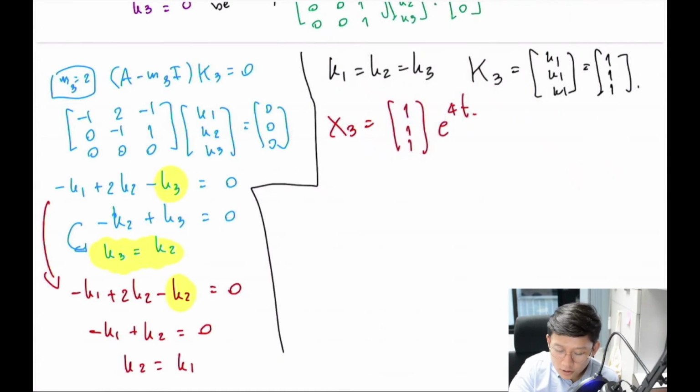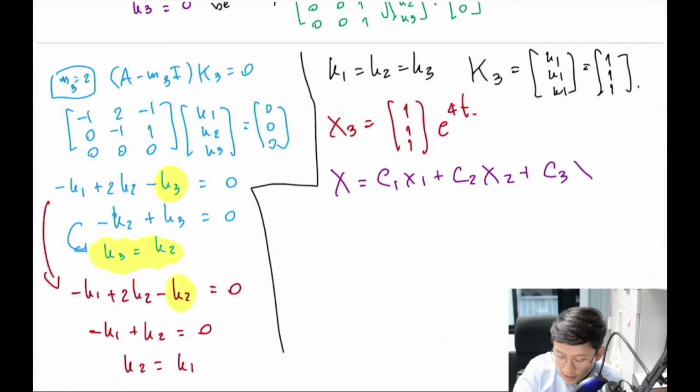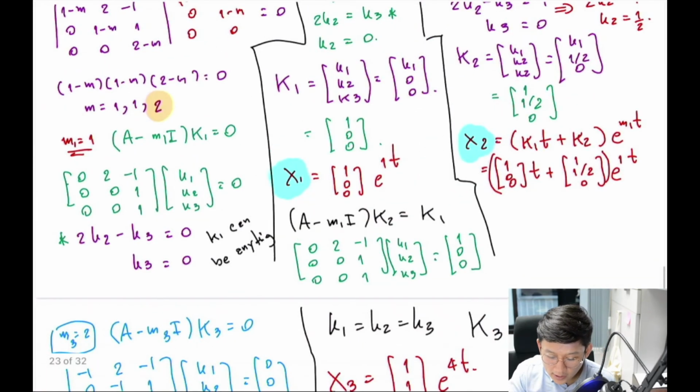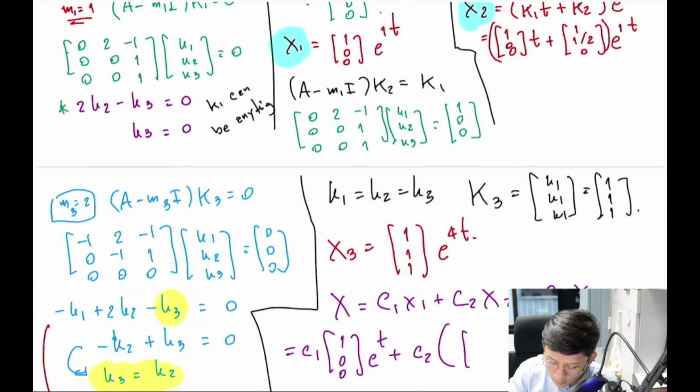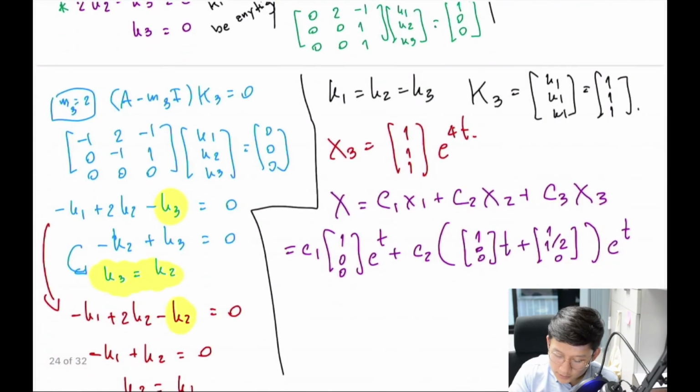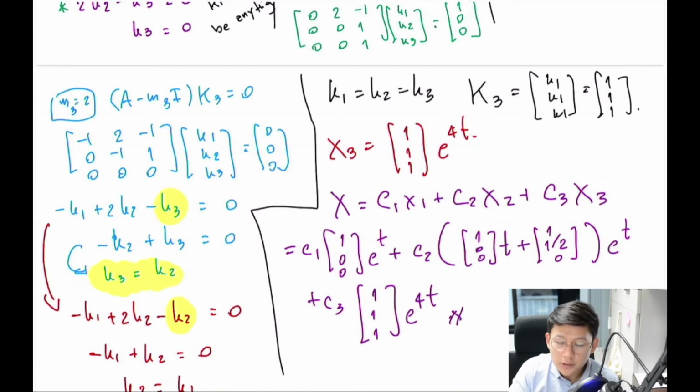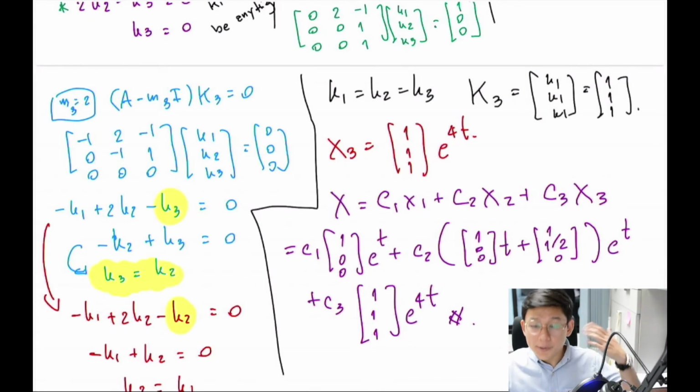So our general solution x would be c1 x1 plus c2 x2 plus c3 x3, and that would be c1 times (1, 0, 0) e to the t, plus c2 times ((1, 0, 0) t plus (1, 1 half, 0)) e to the t, plus c3 times (1, 1, 1) e to the 4t, and that's it. See, it's not very hard when you have the repeated roots.